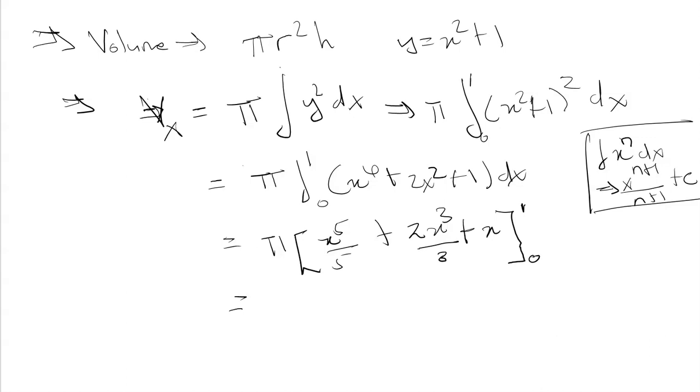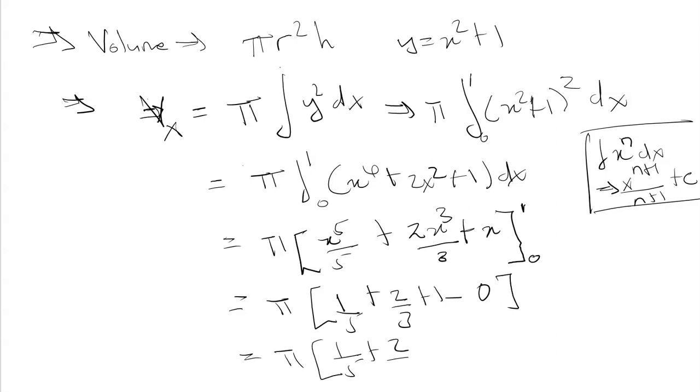Now we just substitute 1 and 0, so we get pi times 1 to the power of 5 over 5, plus 2 over 3, plus 1. We don't subtract anything because this is 0, so these are all zeros. So it's like minus 0, which is pi times 1 over 5 plus 2 over 3 plus 1.